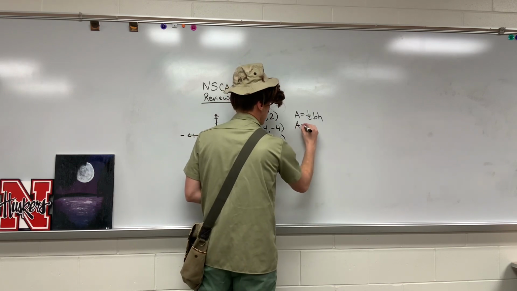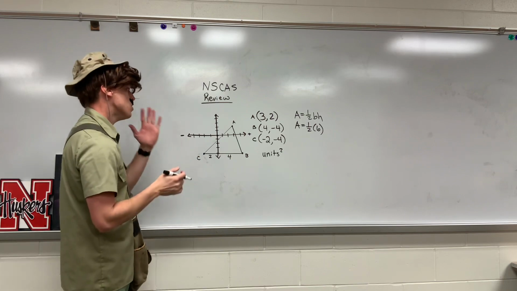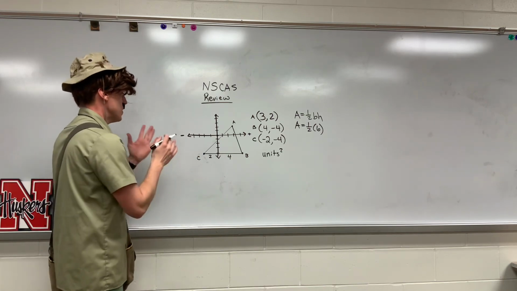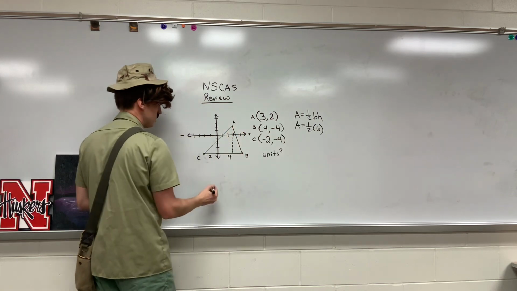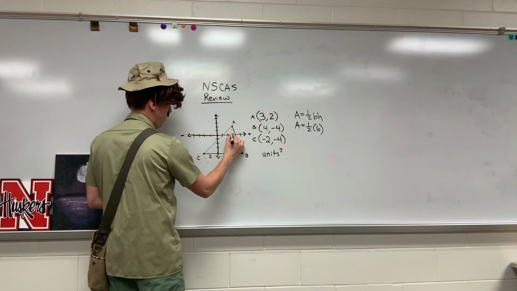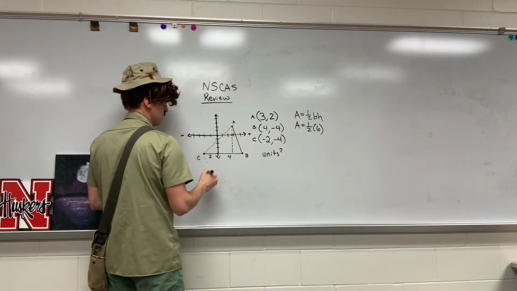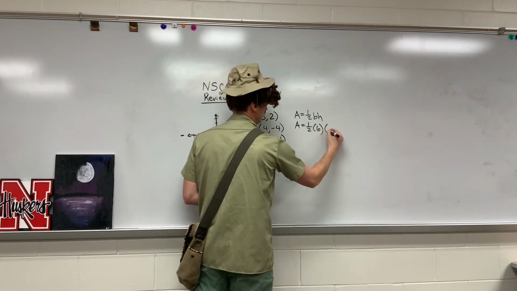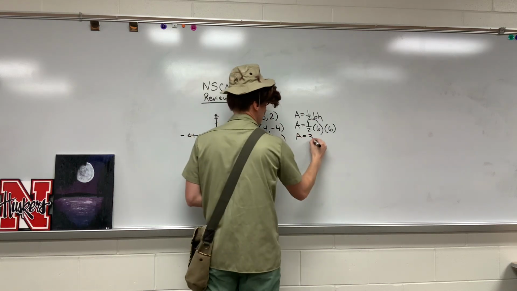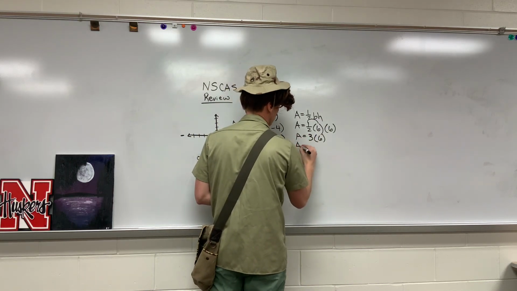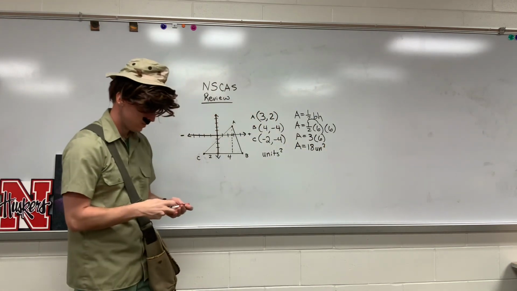So we have A equals 1/2 times 6. Our height is kind of tricky. You've got to find a perpendicular line that goes from the base to the height. And that's going to go right here. So I count that. It is 1, 2, 3, 4 to get back up to the x-axis. And then 1, 2. So that would also be 6. So we have 1/2 of 6, which is 3. And 3 times 6, which is 18. And our label is units squared. 18 units squared. That's the answer.